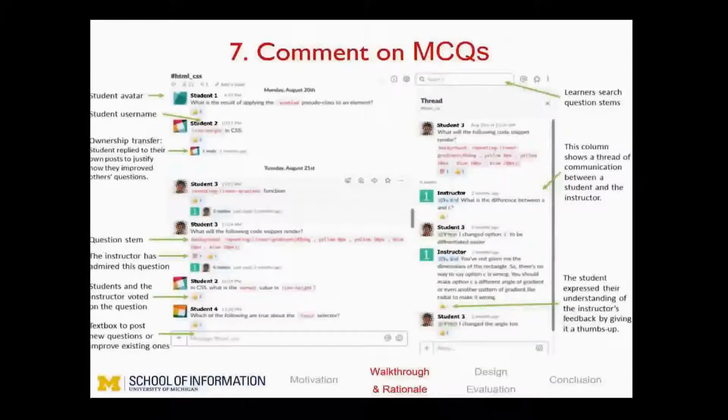As you see in the right thread, the instructor has asked the student about the MCQ generated by one of the students. The student realized their mistake and explained how they corrected it. The instructor further explained the case by giving students some suggestions.